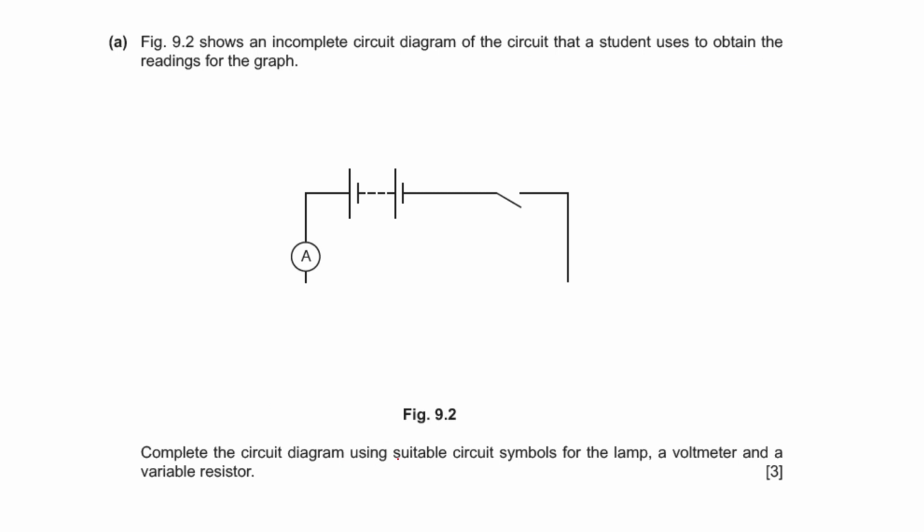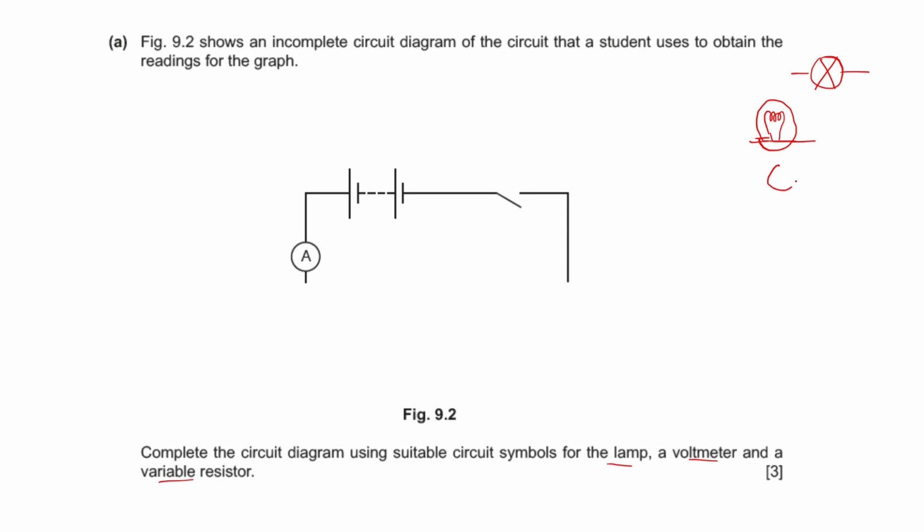Draw the circuit diagram using suitable circuit symbols for the lamp, voltmeter, and a variable resistor. Remember, the symbol of a lamp can be this, with the filament, or in some cases the lamp symbol is like this as well. It's good if you draw both; any two of them would be good.